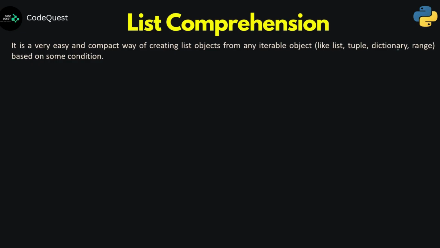maybe a list, maybe a tuple, dictionary, range. Mostly we make use of a range or maybe any of these iterable objects based on some condition. Now let's see the syntax here.